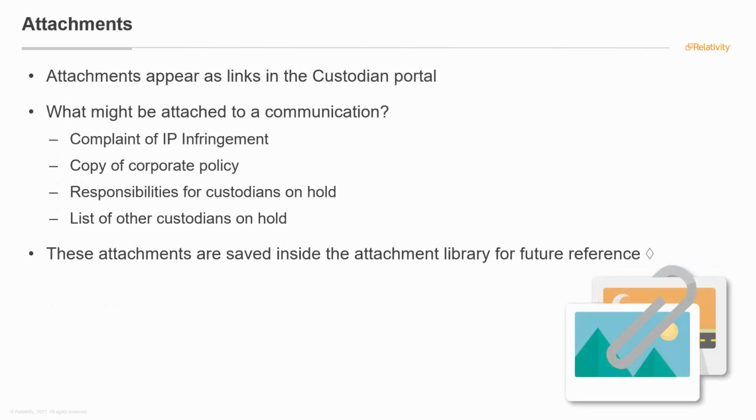Now, attachments are files that actually appear as links in the custodian portal. So there's a much higher level of security than just an attachment sent via normal email. These attachments may be highly confidential. There may be information you wouldn't really want to disseminate via email. So, things like the complaint, copy of corporate policy, responsibilities for custodians on the hold, or maybe a list of other custodians on the hold.